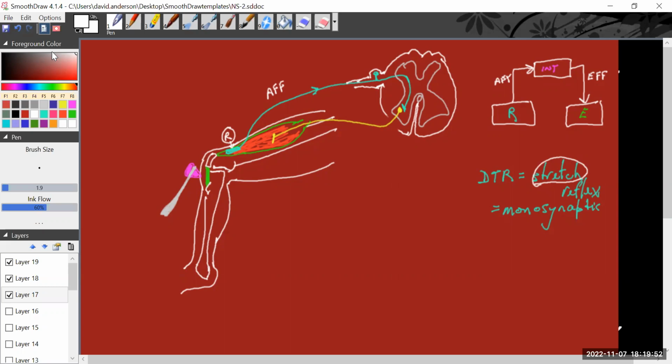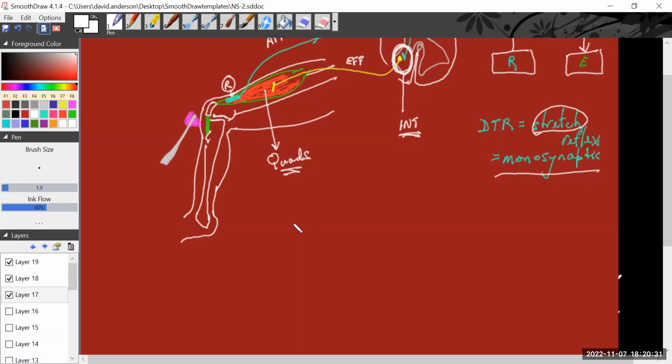It's like in the spinal cord where the synapse is, like the one. Yeah, right here, right? That's integration. Monosynaptic. One synapse. So what's the efferent pathway? What color? The yellow one. And our effector? The quads? Yeah. So we have all 5 components of the nervous system represented in this spinal reflex.